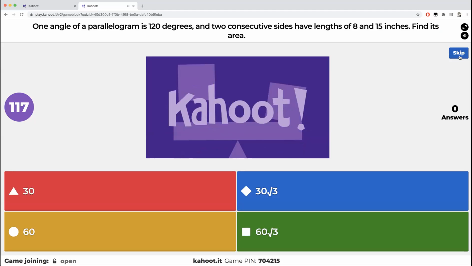One angle of a parallelogram is 120 degrees and 2 consecutive sides have lengths of 8 and 15 inches. Find its area.